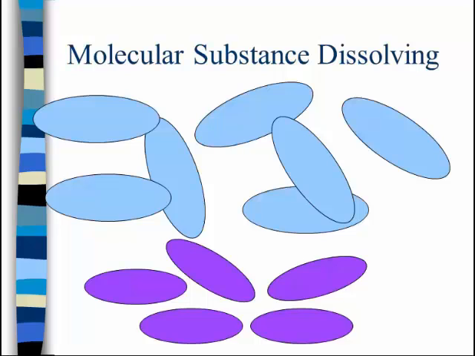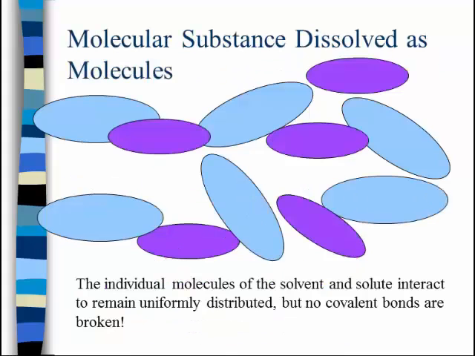Here's a sort of animation of a molecular compound dissolving. We have intact molecules on the bottom, and we have intact solvent molecules. Eventually, the solvent molecules will attract and interact with the solute molecules, surrounding them and stabilizing them, but not breaking them into any kind of pieces. Intact molecules can be surrounded and hydrated and stay in solution. So here we can see a molecular substance dissolved as individual intact molecules. The solute and solvent molecules interact, but no covalent bonds within the solute or solvent molecules are broken. Nothing has come apart.